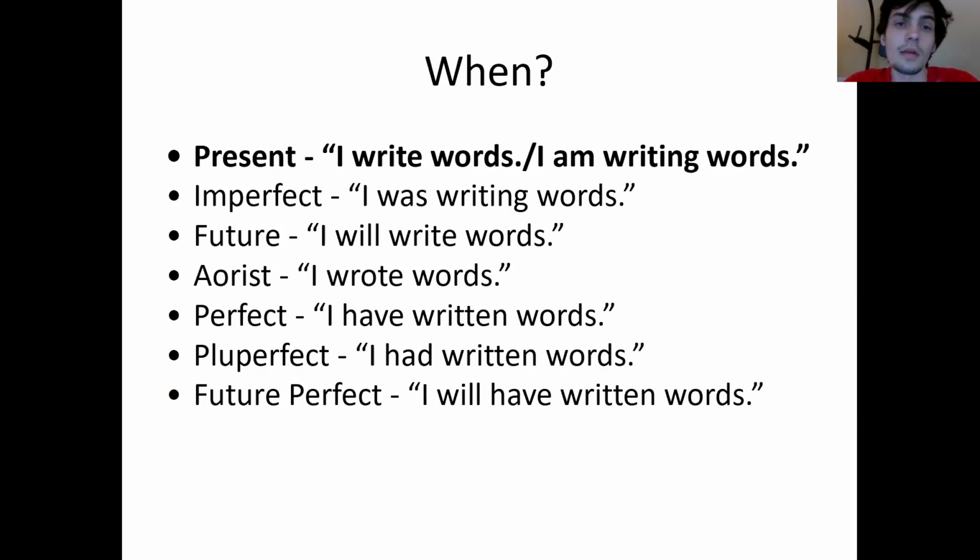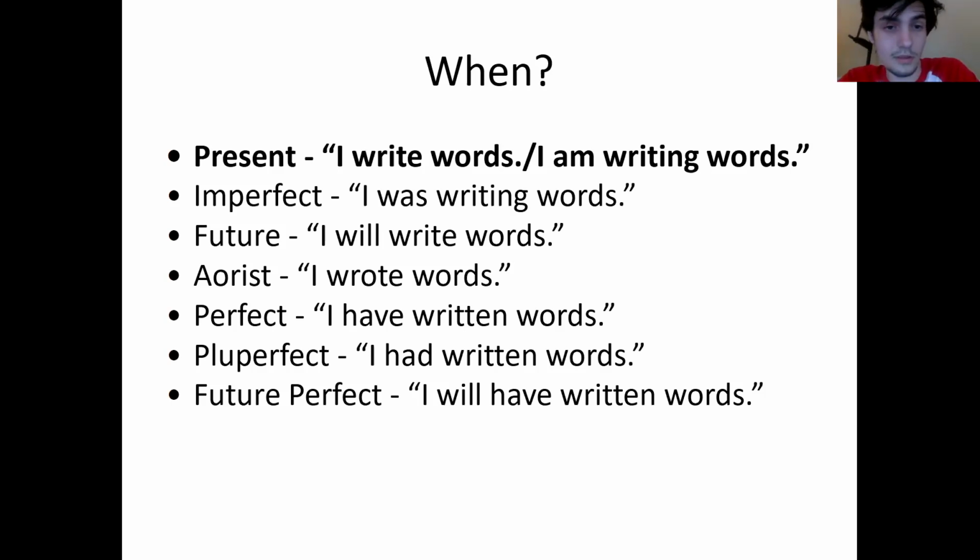Imperfect is I was writing in the past, and it was done over a progress or a process. He was writing. He didn't write the words. Future tense is I will write the word. I will write words. This is in the future.